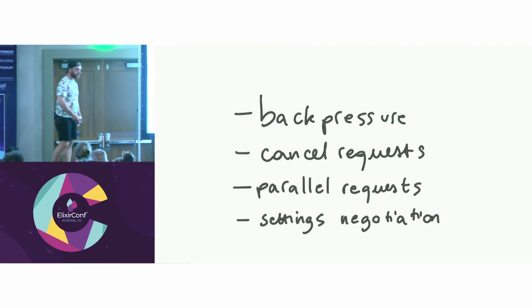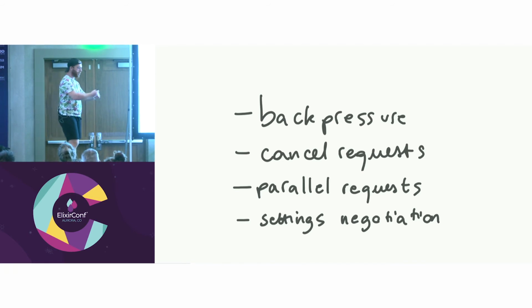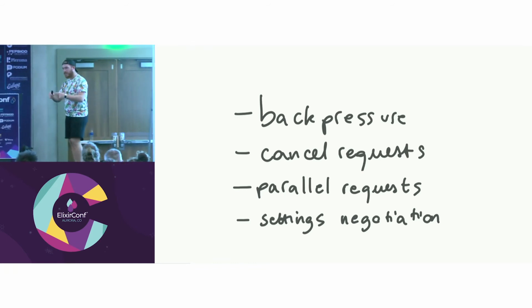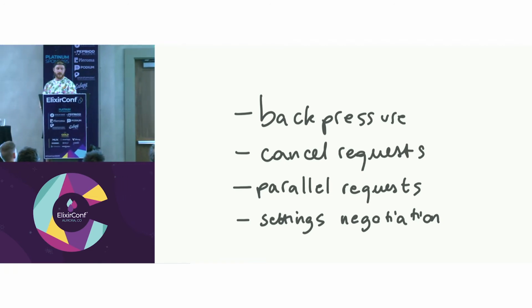You can cancel requests because maybe a request wasn't processed yet, and since they have IDs, you don't need to really care about the order of the requests. You have parallel requests, as we've mentioned. You have settings negotiation at runtime during the life of the connection, so you can change the settings of the connection at runtime, and Mint supports this.